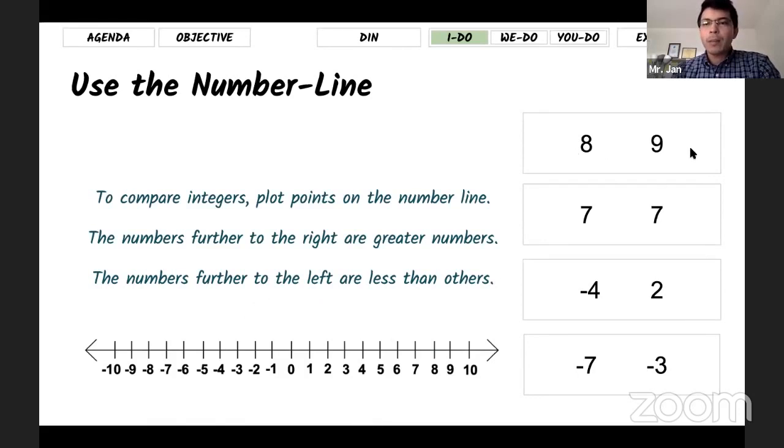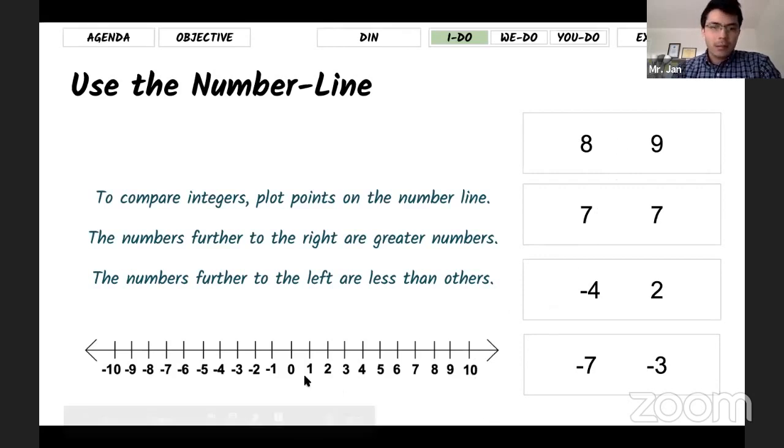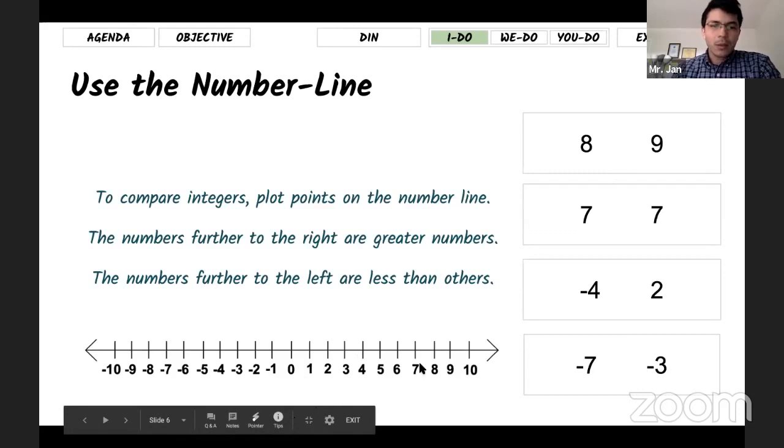Let me show you, for example, for positive numbers, it's easy to say which one is greater or which one is least, okay? It's because, let me grab my pencil, let me show you.